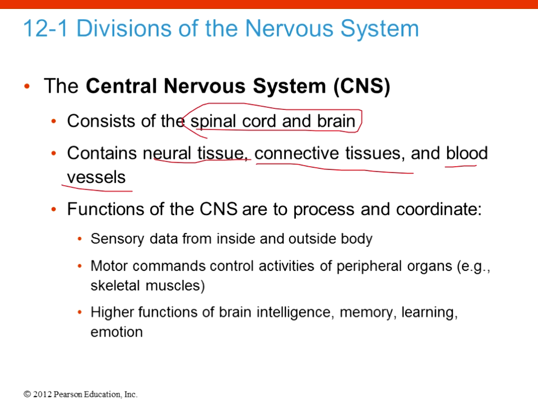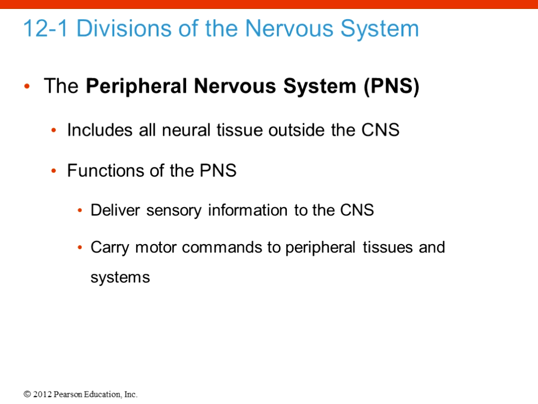And then finally, which is sort of its own category, is higher order functioning of the brain, like intelligence, memory, learning, emotion, all these types of things. So you can generally categorize what the central nervous system is going to do: bringing sensory information in, sending motor commands out, so you can control things, and then finally higher order functions. So that's the central nervous system.